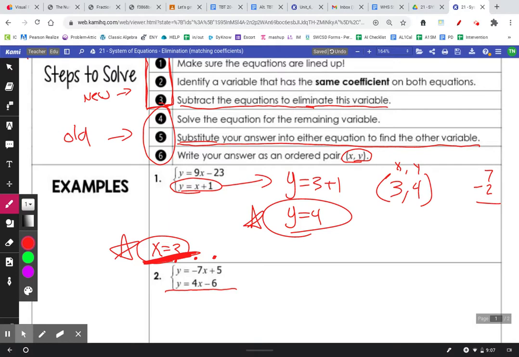Step 2: identify a variable that has the same coefficient on both equations. I see 1y and 1y again. I see negative 7x and 4x. Well, negative 7 and 4 are not the same, so that's not what's going to be eliminated. Okay, it looks like my y's are going to get eliminated.